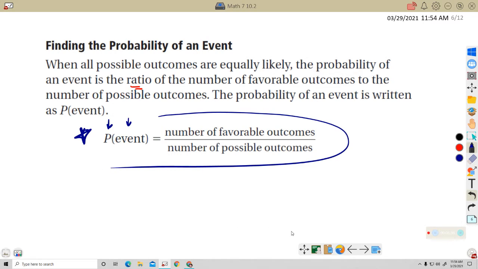It's a ratio, but it's just kind of a fraction, isn't it? Because the number of possible outcomes is the whole, and the favorable outcomes, well, that's part of it, right?